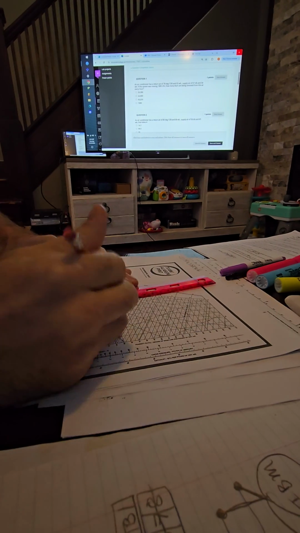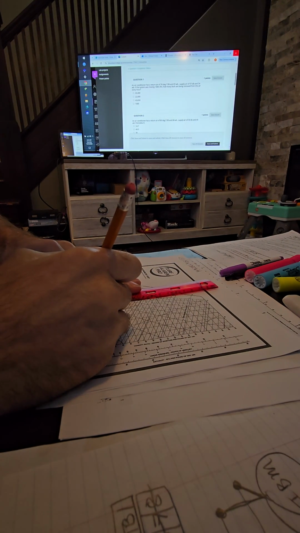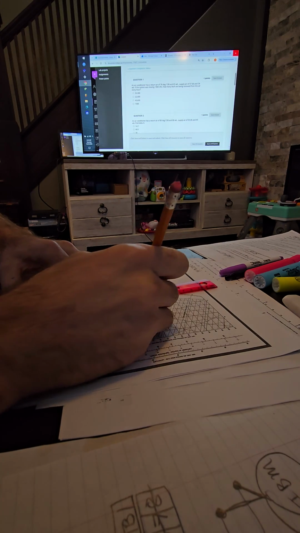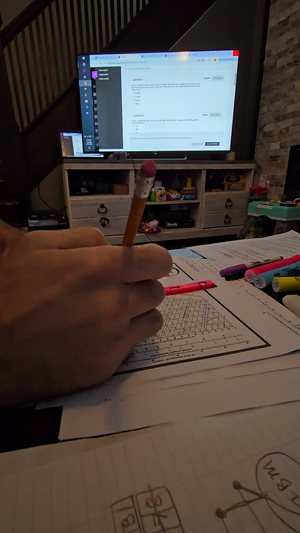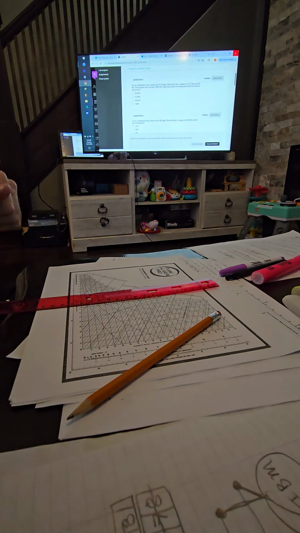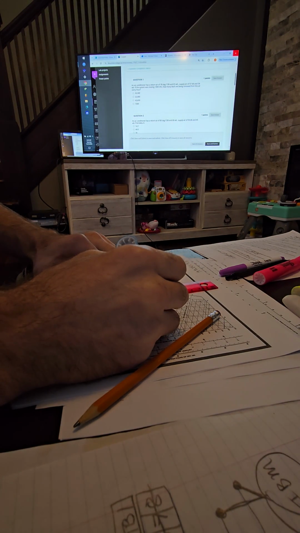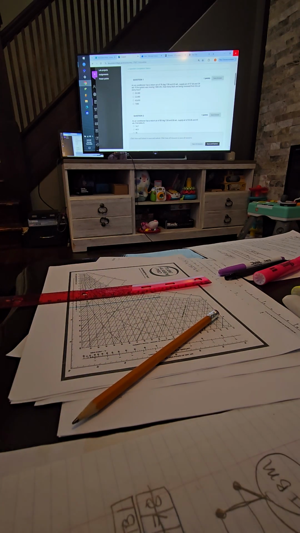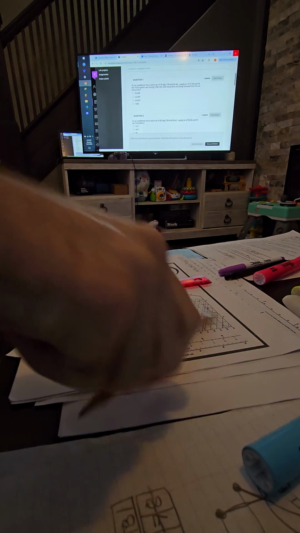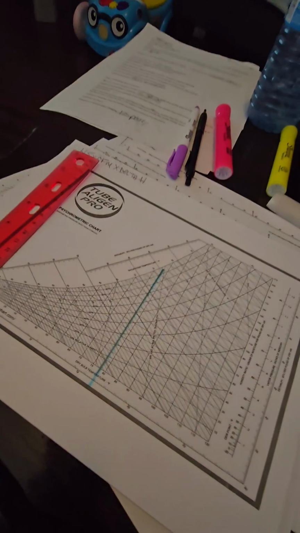So we find our 78. And you want to be parallel to the line. I like to do my evaporators with a pencil, and then I come in with a blue highlighter. Blue for evaporator, low pressure. Right? So we got that.